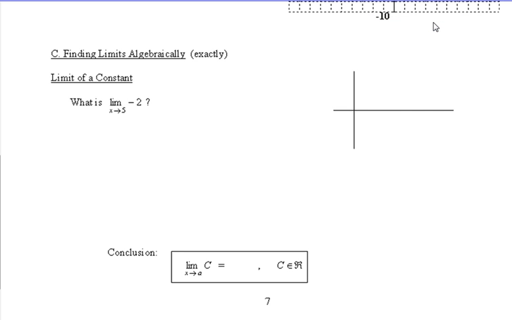We need to talk about a few rules before we can solve algebraically. Okay, so we're picking up on page 7 of the second unit.